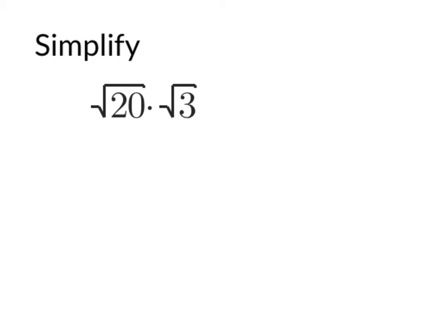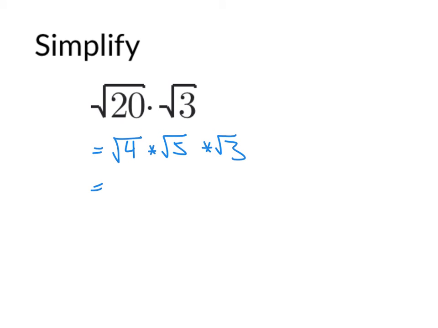So when we come across the square root of 20 times the square root of 3, you don't want to necessarily put it all together and then try to simplify it. Most of the time, it's easier to just keep breaking this up. For instance, that square root of 20 would be the square root of 4 times the square root of 5. And then we still have that square root of 3 afterwards.